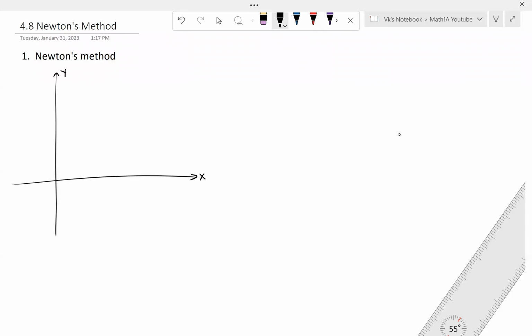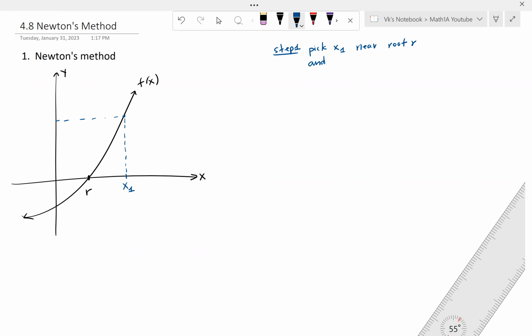Let's say that we have a function f(x). We have no idea what the root r is. So in order to approximate r, we're gonna pick a number x sub 1 near r. Step 1, pick x1 near root r, and at x1 there's the point right here, (x1, f(x1)).